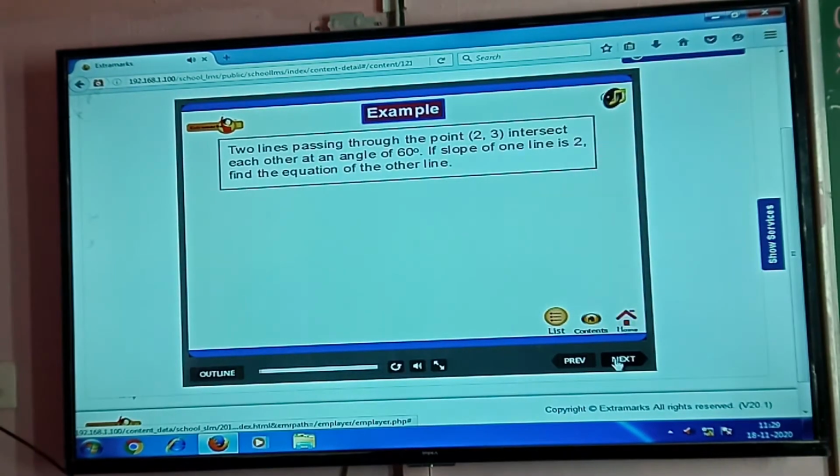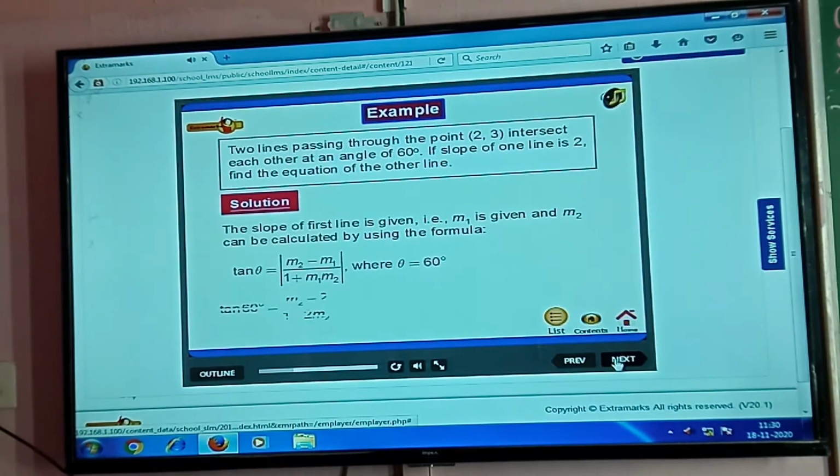Let us solve one problem. The two lines passing through the point (2, 3) intersect each other at an angle of 60 degrees. If the slope of one line is 2, find the equation of the other line. Solution. The slope of the first line, m1, is given, and m2 can be calculated by using the formula given here.